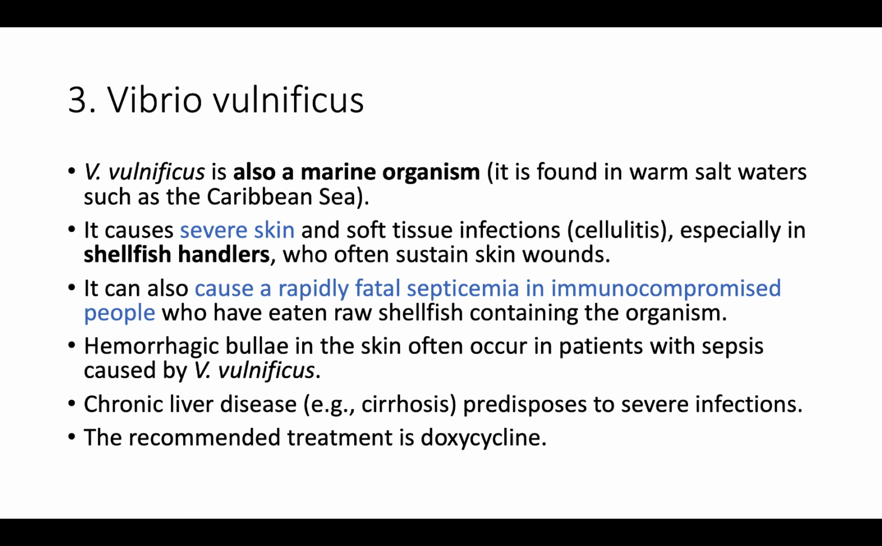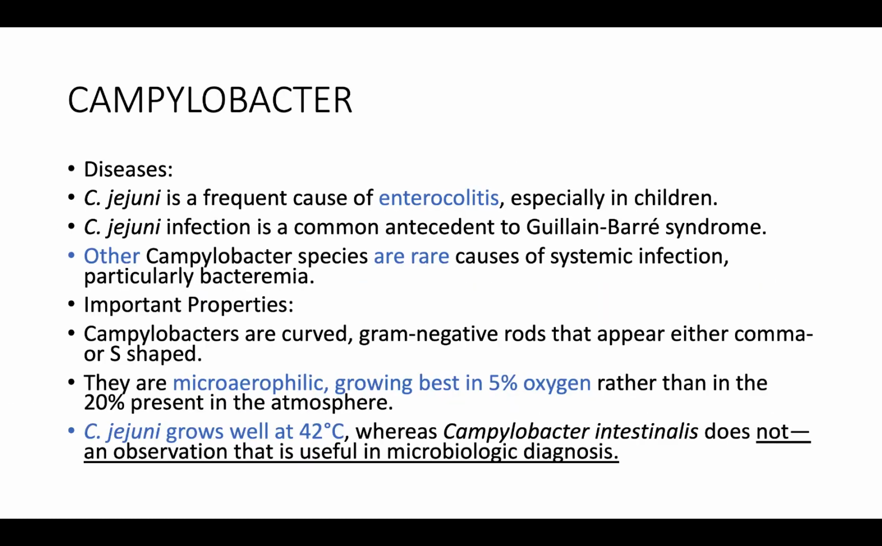In people who are immunocompromised, it can cause very rapid and fatal septicemia. Hemorrhagic bullae in the skin often occur in patients with sepsis caused by this organism. Chronic liver disease predisposes to severe infection. For treatment of Vibrio here, doxycycline is really useful. Okay. Campylobacter.